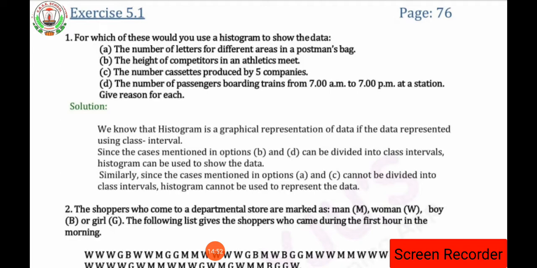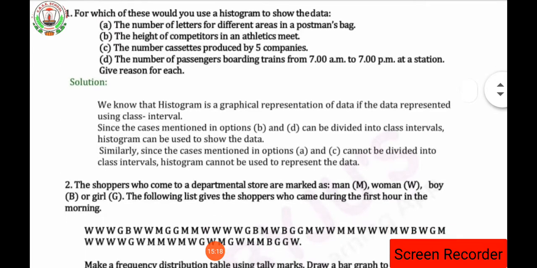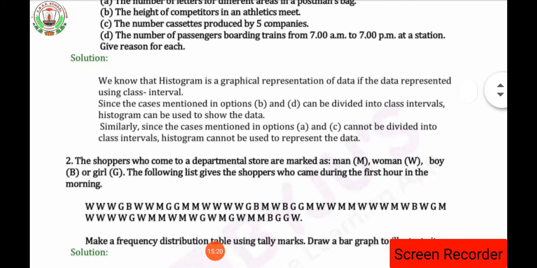So I hope you understood what I am saying. To draw the histogram, a unique class interval is needed. In cases A and C we are not getting a unique class interval, hence a histogram is not possible. But in B and D we are getting a unique class interval, hence we can draw the histogram. Clear, everyone, students? Hope you understood. So this is the answer for question number 1.